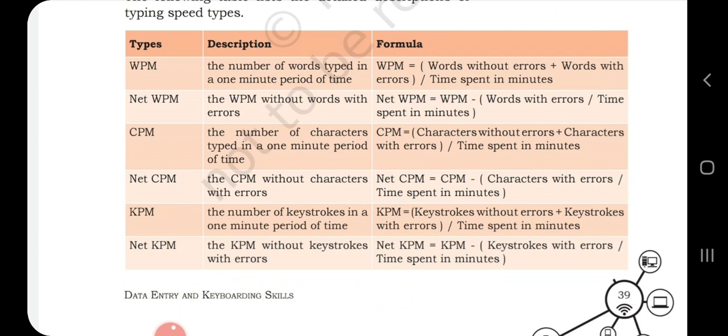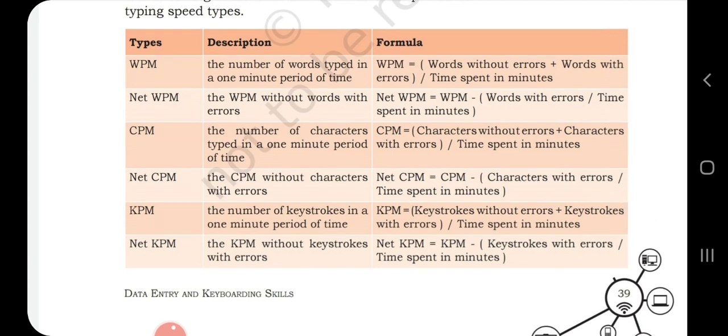Next one is net WPM. The WPM without words with errors. Formula is net WPM is equal to WPM minus words with errors divided by time spent in minutes. Next one is CPM. Its full form is characters per minute. The number of characters typed in 1 minute. Its formula is CPM is equal to characters without errors plus characters with errors divided by time spent in minutes.